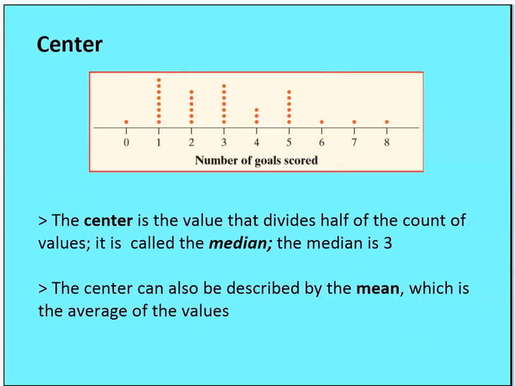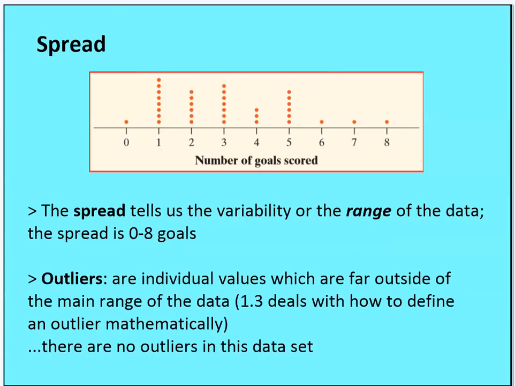Center is the value that divides half of the count of the values. It's called the median. The median in this case is 3. We could also describe the center by the mean, which is the average of the values. All right, spread tells us the variability or the range of the data, and the spread is from 0 to 8. So the spread is going to be 8, from 0 to 8.